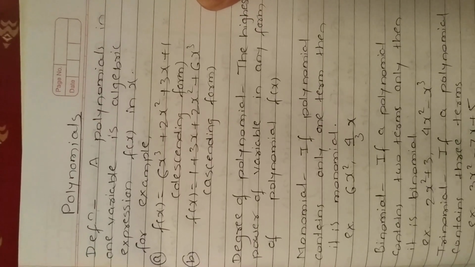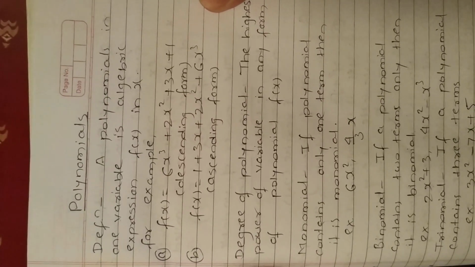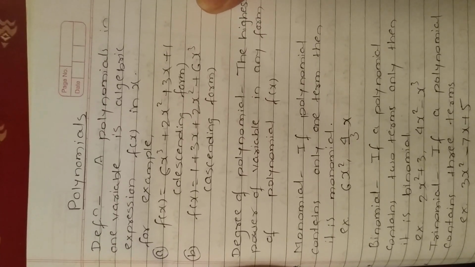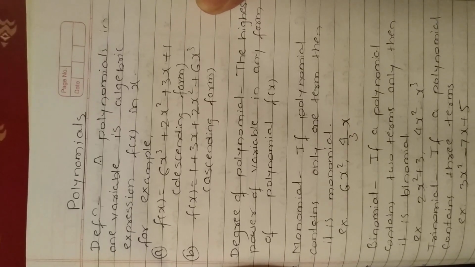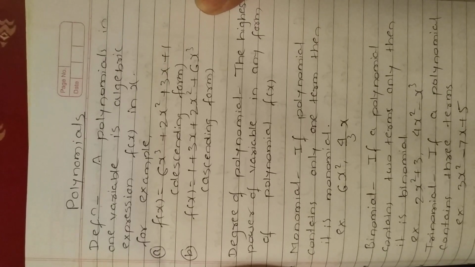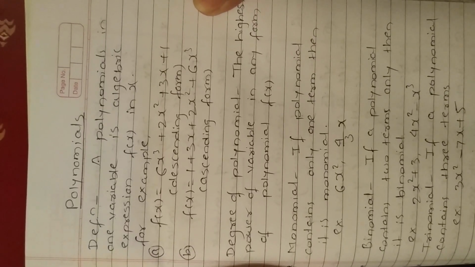Here is the basic definition of the polynomial. What is a polynomial? The definition is: a polynomial in one variable is an algebraic expression f of x in x. For example, f of x is 6x cubed plus 2x square plus 3x plus 1. Now here the variable is x, right? The variable is x and it is placed in descending form.